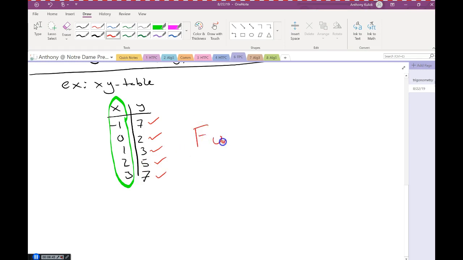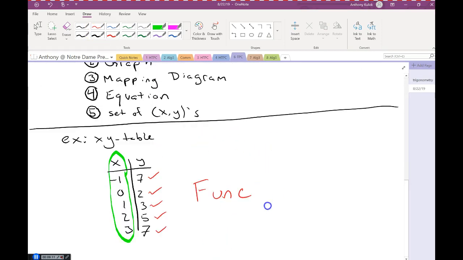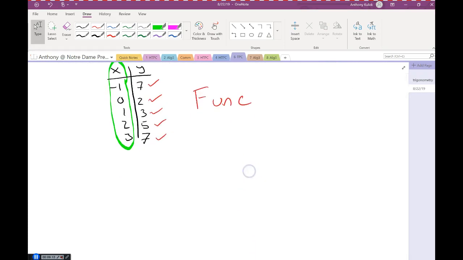So this satisfies our definition because every x is paired, and each of those x's is only paired with one y. Now notice that it didn't matter that one of the y's was used more than once. Really all we care about is that all the x's are used and none of the x's are used more than once. Everybody okay with that idea? Okay. What did we say next? A graph.